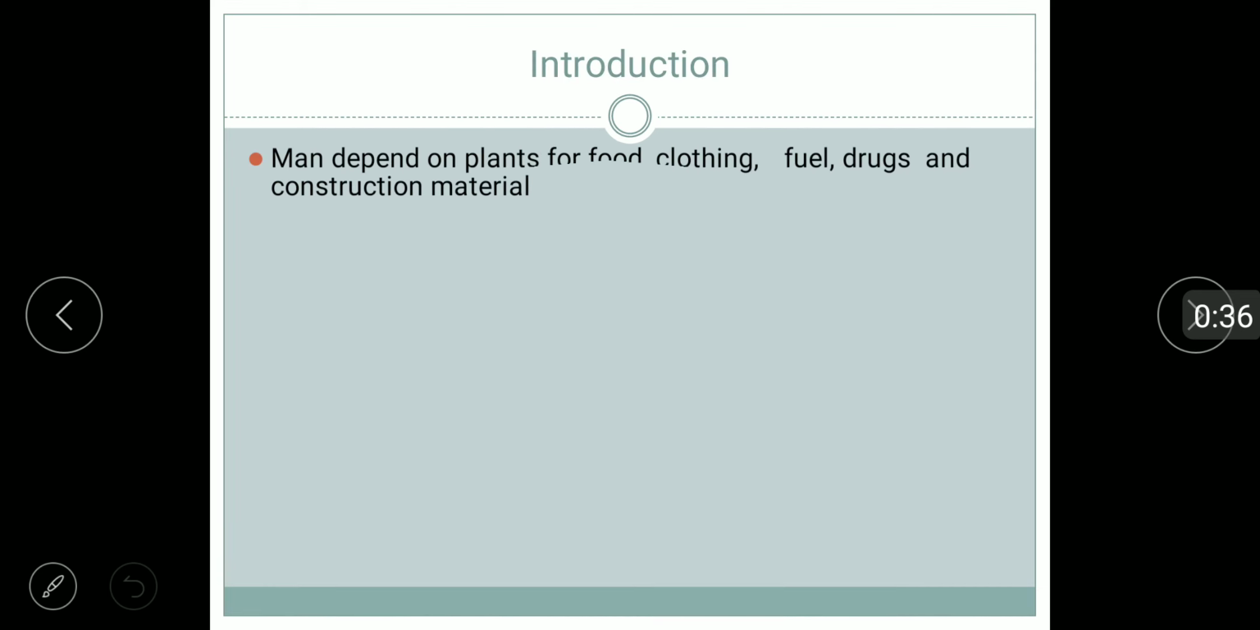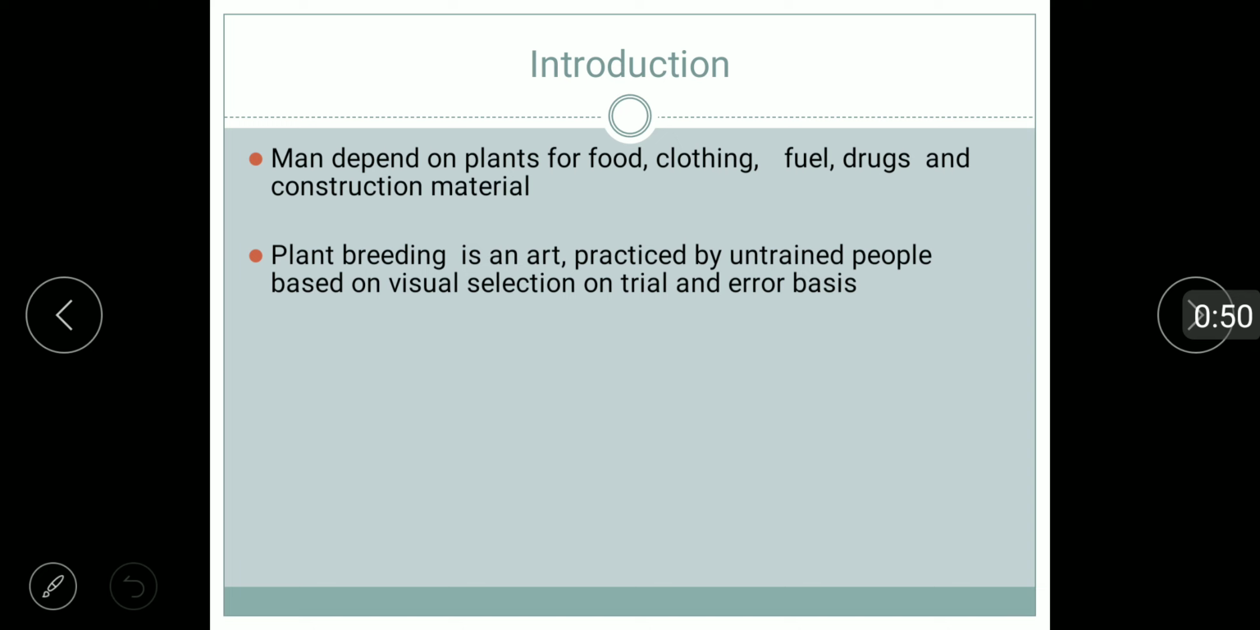Coming to the introduction. Man depends on plants for food, cloth, fuel, drugs, and construction materials. For anything to survive, man and the plants are needed. Previously, plant breeding was an art practiced by untrained people, based on usual selections on a trial and error basis. They simply see the appearance of the plant and go for selection. Selection is also one type of plant breeding method.